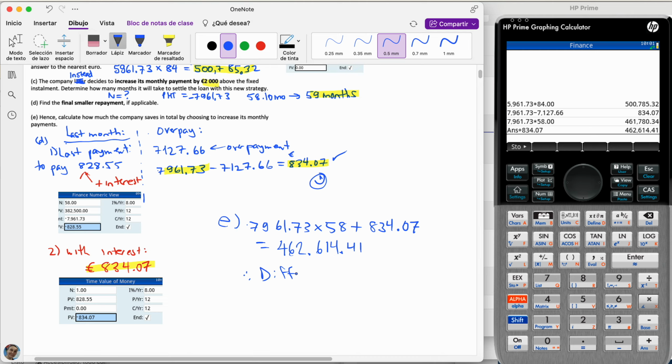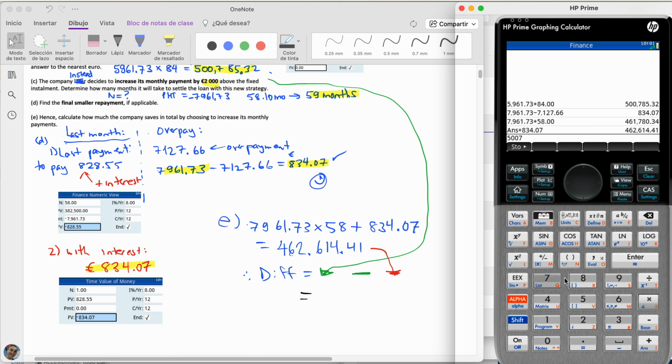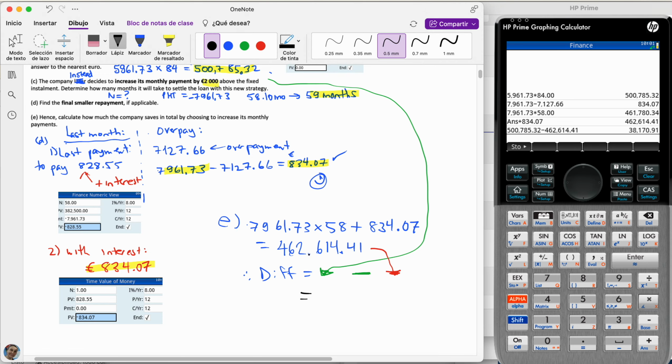So now find the difference between what you would have paid with this minus what you would have paid with this, and then you end up with 500,785.32 minus 462,614.41. That's $38,000 you save. It's not too bad.